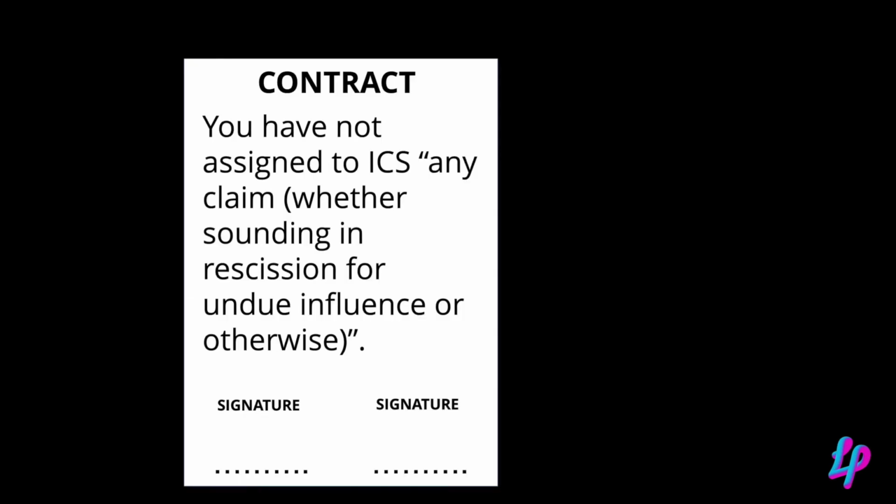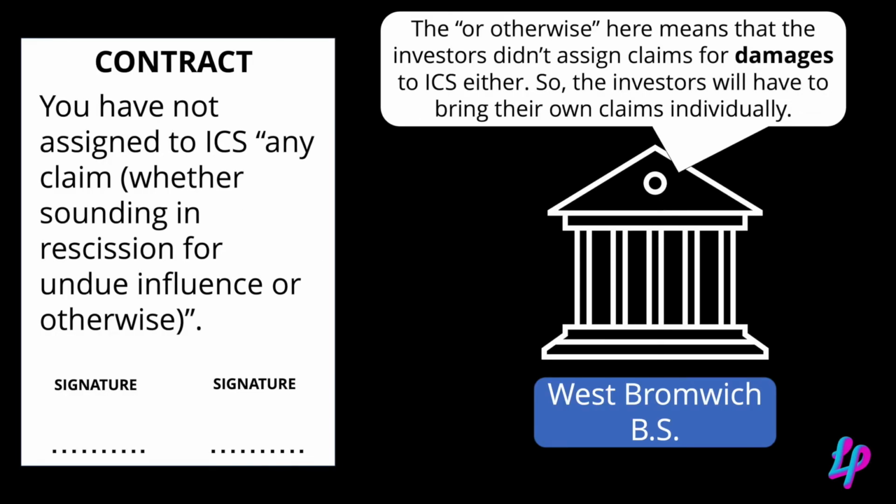The investors signed a contract with the ICS, with one clause excluding from assignment to the ICS any claim, open brackets, whether sounding in rescission for undue influence or otherwise, close brackets. These claims could only be brought by the investors themselves and not the ICS. West Bromwich had argued that the "or otherwise" in that clause meant that claims for damages had been excluded from assignment to the ICS, meaning that the ICS could not pursue claims for tort and statutory duty, as the investors had wanted the organisation to do.